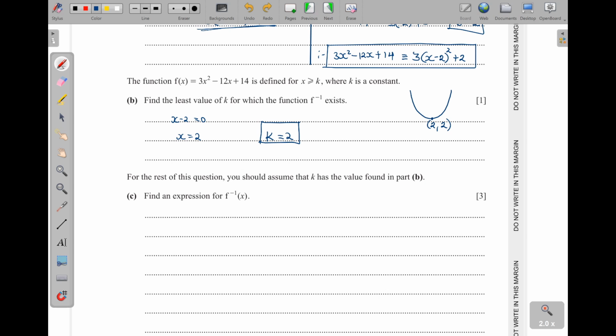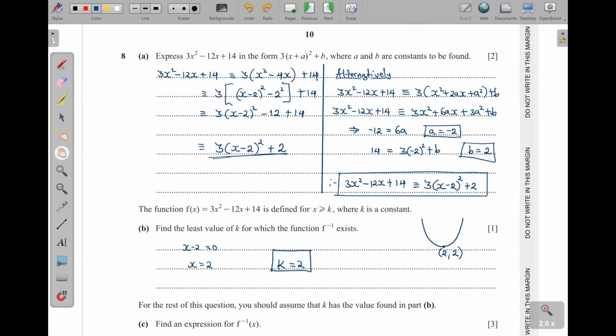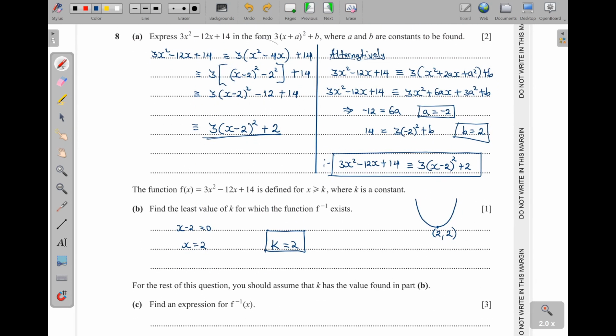Now, when we come to this one here, for the rest of this question, you should assume that k has the value found in part B. Now they want us to find the expression for the inverse of the function. Now, suppose they had not told us to do this at first. That is the thing we are supposed to do first. But the way they set these questions, they simplify your work. Okay, you cannot find the inverse of a quadratic function in this expanded form. It has to be in the completed square format.